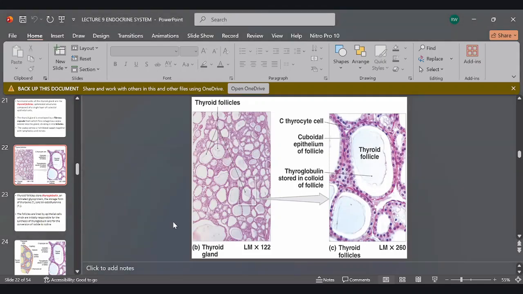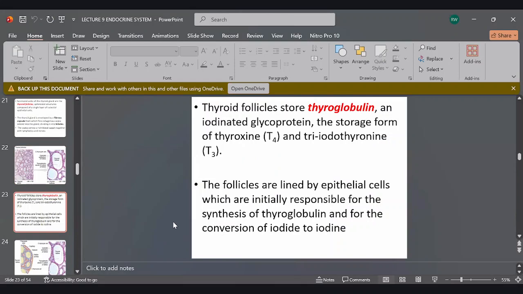Now let's continue. Now, the thyroid follicles store thyroglobulin, which is an iodinated protein, the storage of T4 and T3. So it produces these two hormones, T3 and T4. Then the follicles are lined by epithelial cells, which are responsible for synthesis of thyroglobulin and for the conversion of iodide to iodine.